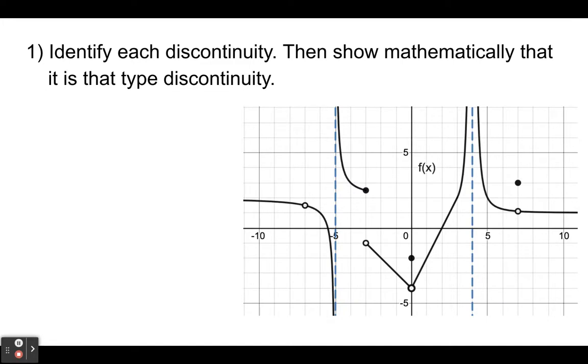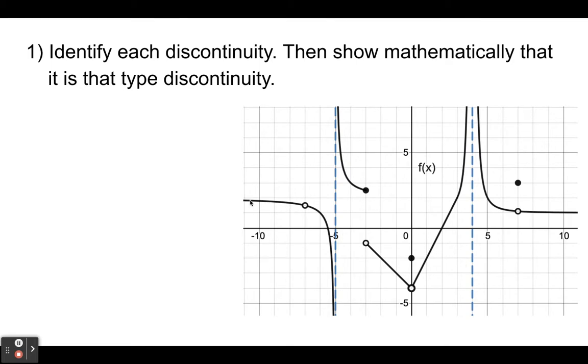All right, so now let's do a couple problems. I want to identify each discontinuity, and then I want to show mathematically that it is that type of discontinuity. So if I say it's a point discontinuity, I want you to show me mathematically that that's true. If I say infinite or a jump, prove it. Okay, so I'm going to start at the very left here.